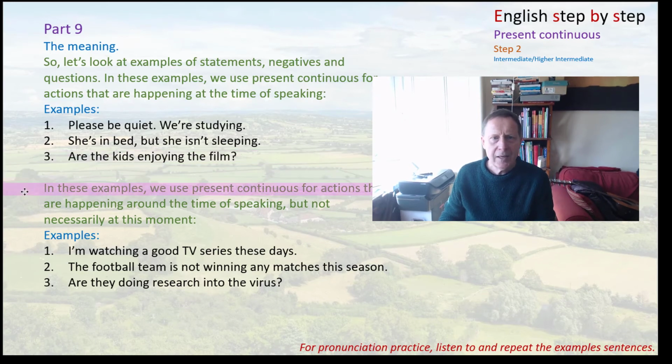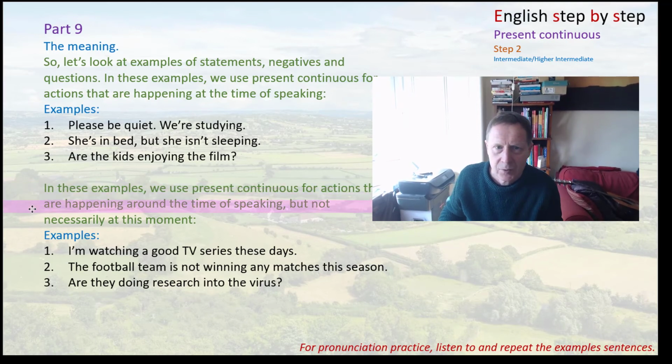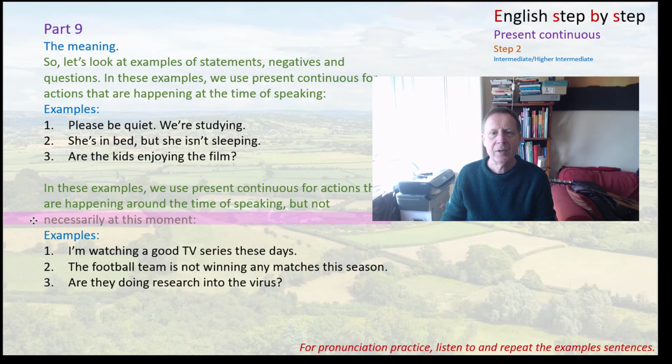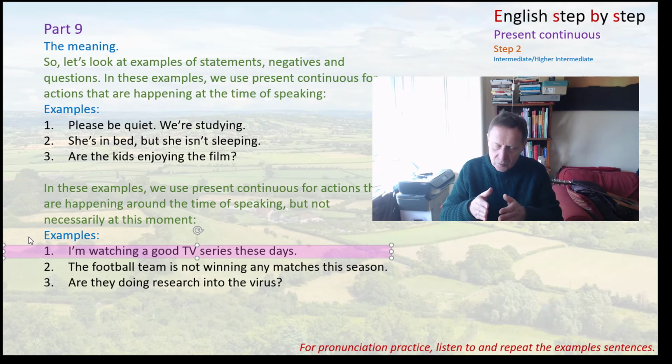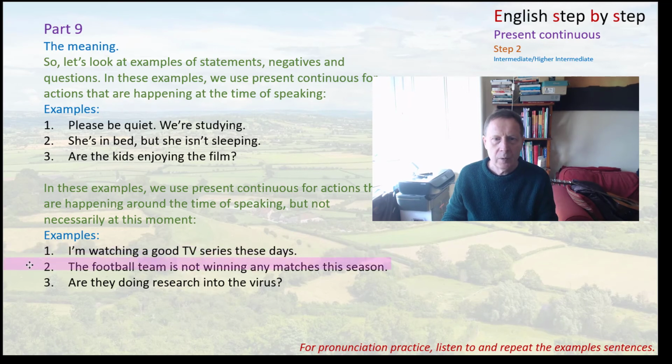Now, in the next examples, we use present continuous for actions that are happening around the time of speaking, but not necessarily at this moment. For example, I'm watching a good TV series these days. Now, maybe not right at this moment, but I'm watching a good series these days. So when you use an expression about around the present moment, for example, these days, then you use the present continuous. Another example, the football team is not winning any matches this season.